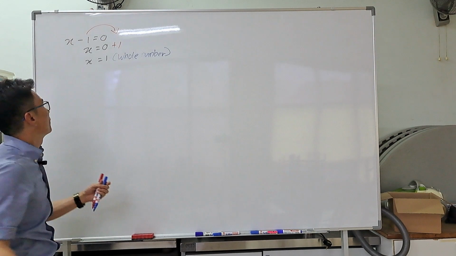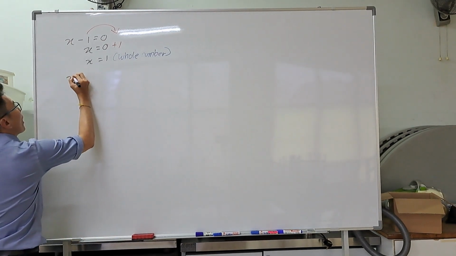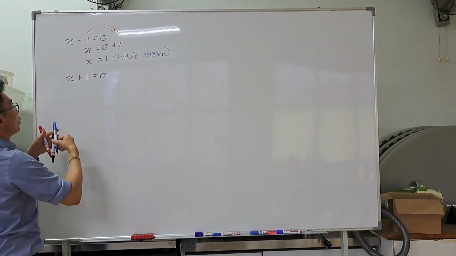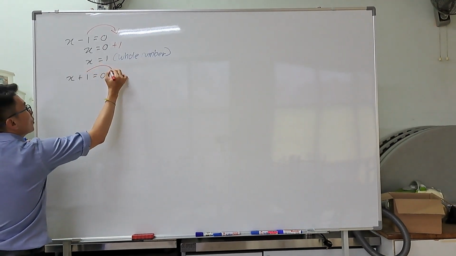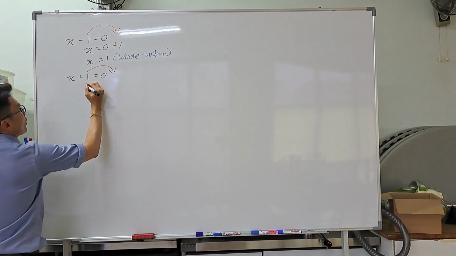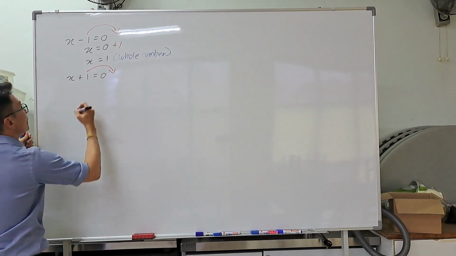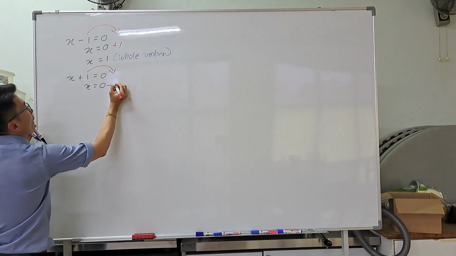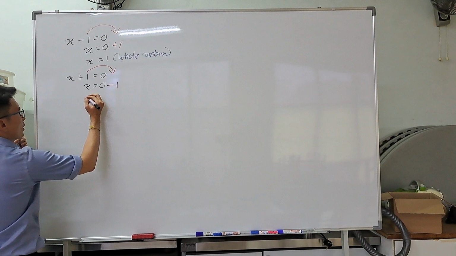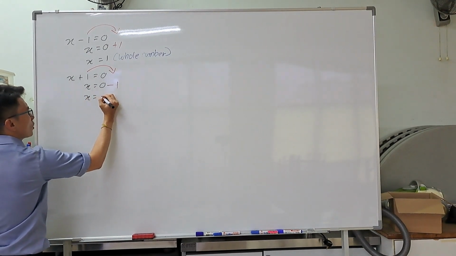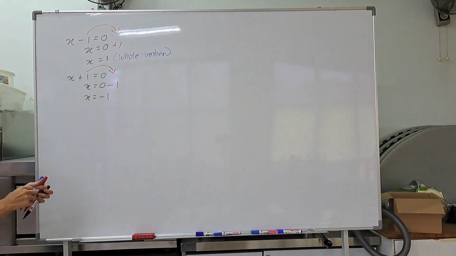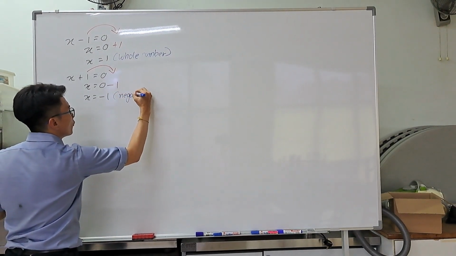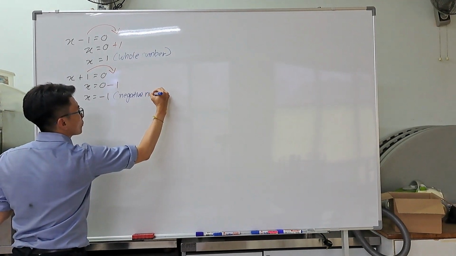What about the second type? Let's see over here. I have x plus 1 is equal to 0. Alright, so by using your knowledge in algebra, we can bring 1 to the other side, and I have x is equal to 0, right, minus 1. Okay, and with that, I will get x is equal to negative 1. So over here, what do we get? We get our negative number.